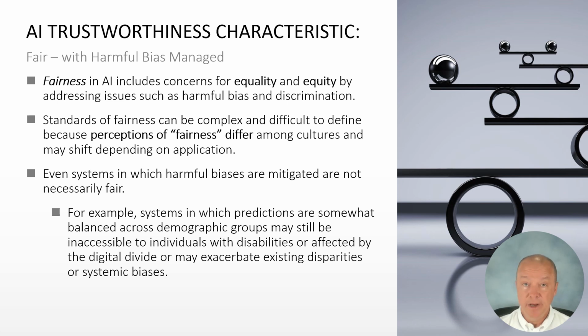and potential discrimination. Standards for fairness, however, can be complex and difficult to define because how fairness is perceived differs from culture to culture. Even systems in which harmful biases are mitigated are still not necessarily fair. For example, systems in which predictions are somewhat balanced across demographic groups still may be inaccessible to individuals with disabilities, or affected by the digital divide, or may exacerbate existing disparities or systemic biases.